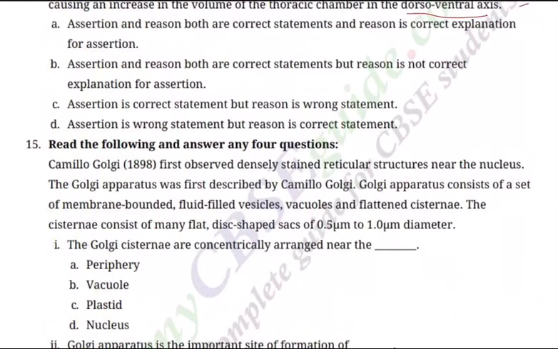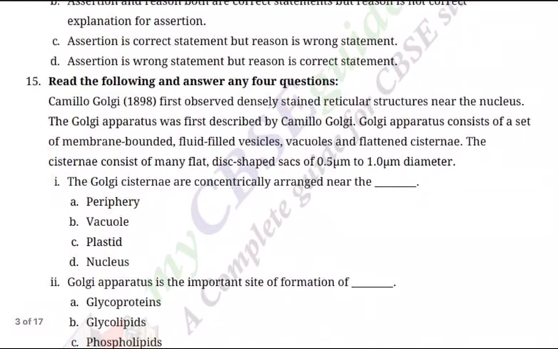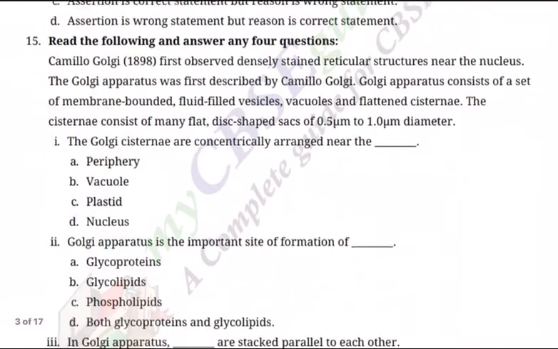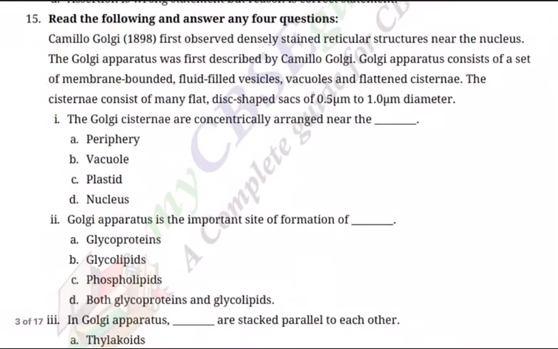Camillo Golgi first observed densely stained reticular structures near the nucleus. The Golgi apparatus was first described by Camillo Golgi. Golgi apparatus consists of a set of membrane-bound, fluid-filled vesicles, vacuoles, and flattened cisternae. The cisternae consist of many flat disc-shaped sacs of 0.5 to 1 micrometer diameter.